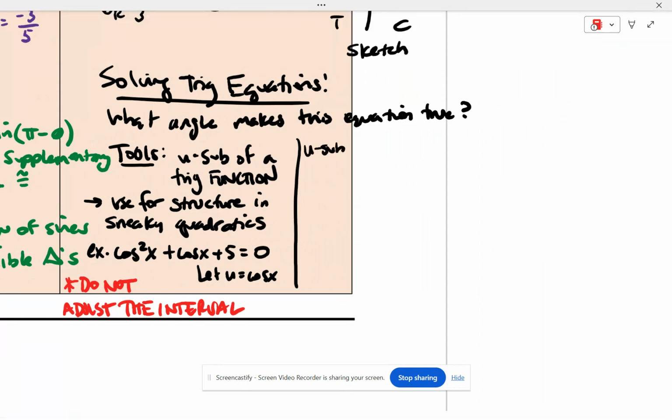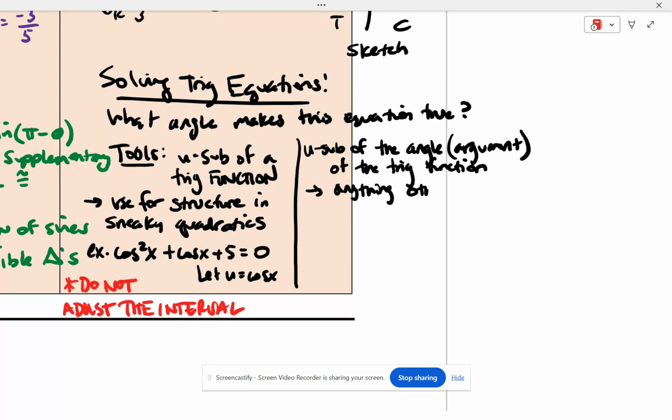This is going to be u sub of the angle, or you can think about it as the argument of the trig function. So you use this anytime you have anything other than a plain old x. So if you have sine of x, do not use. If you have the sine of 1/2 x, use it. If you have the sine of 2x, use it.